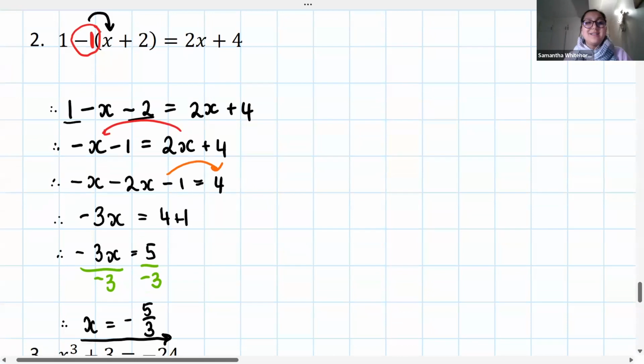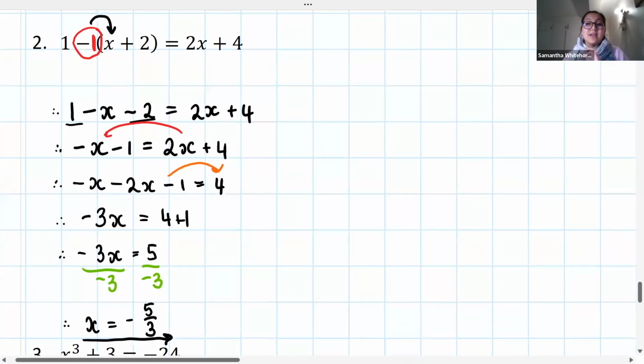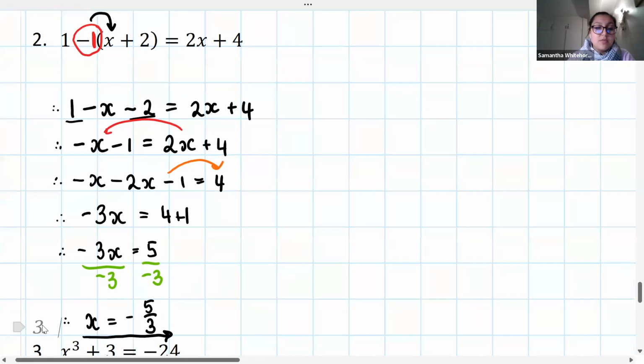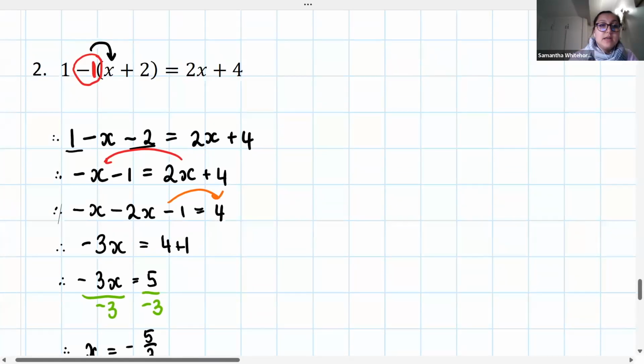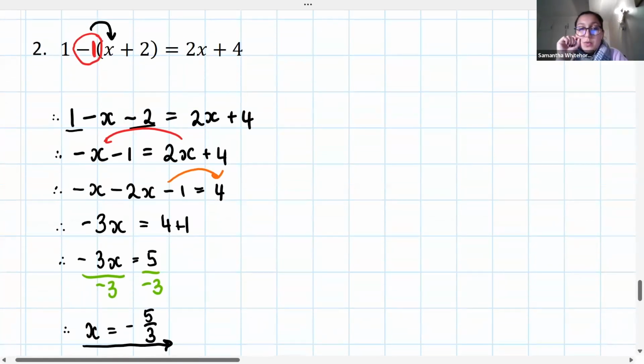Okay, so not the nicest answer in the world, but there is nothing wrong with getting a fraction as an answer. We need to remember that when we are solving equations. You could grab your calculator and quickly check yourselves, make sure the left is equal to the right. Nothing wrong with fraction answers. Yes, we don't always like fractions, but we need to accept the fact that unfortunately, sometimes we get answers that are fractions.